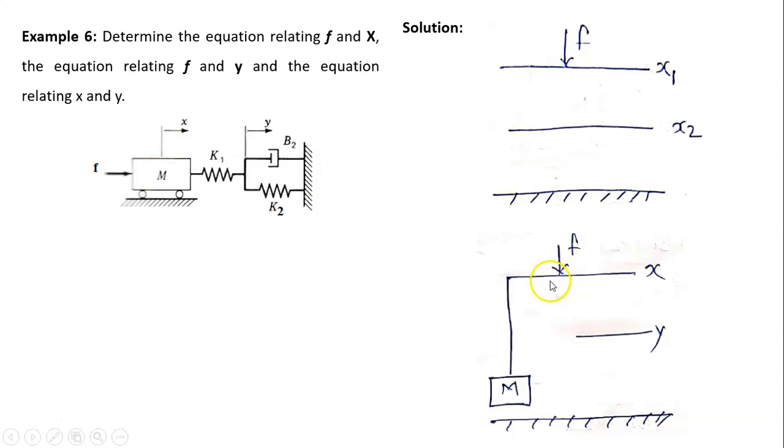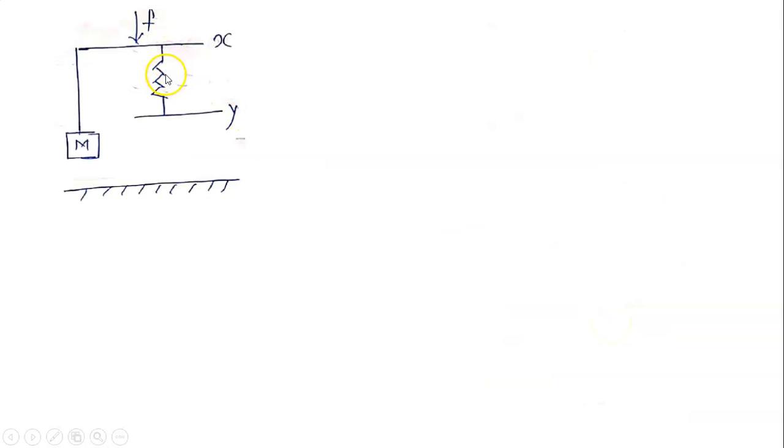Now, the next step in grounded chair representation: mass m is connected to the ground at one end and to the coordinate x at the other end. Therefore, you have to show mass m connected to the x coordinate and grounded like this. Now, between the x and y coordinates, what is there? Spring k1 is there. Therefore, we draw spring k1 like this between x and y.